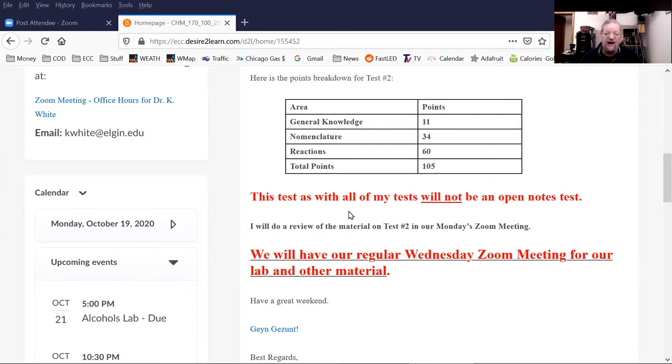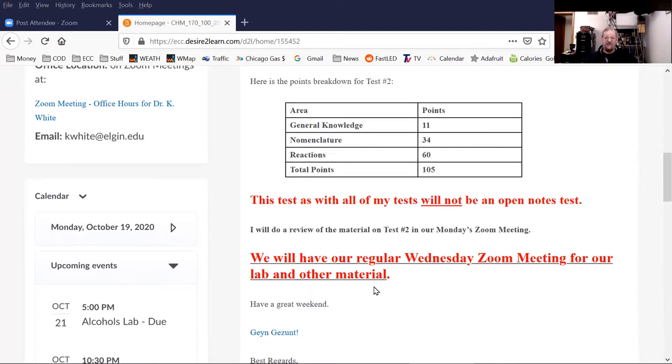And this test, as with all my tests in the final two, will not be an open note test. I put some things in there to tell me if you are opening your notes. Please don't, that's cheating. I'll do a review today right after I'm done with this. We'll have our regular Zoom meeting on Wednesday. We'll have a lab we'll do, and that's that.